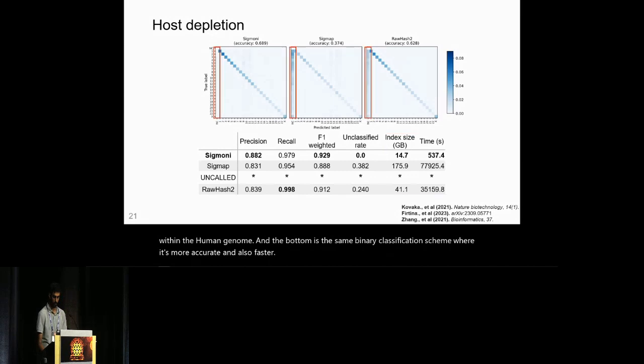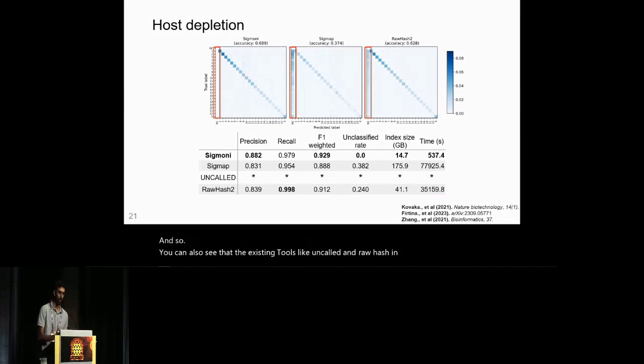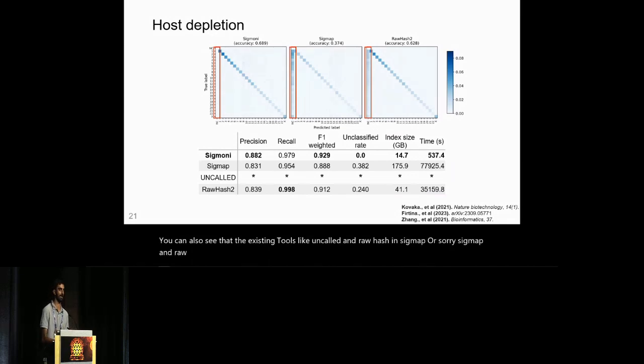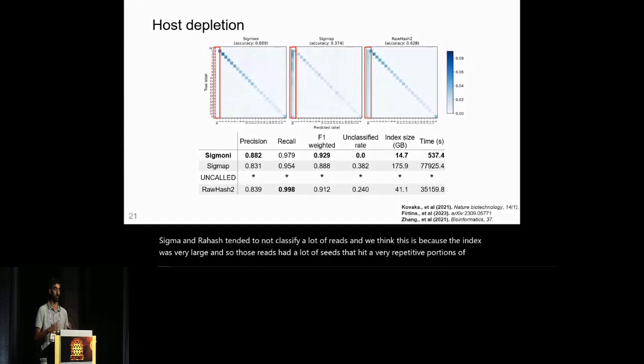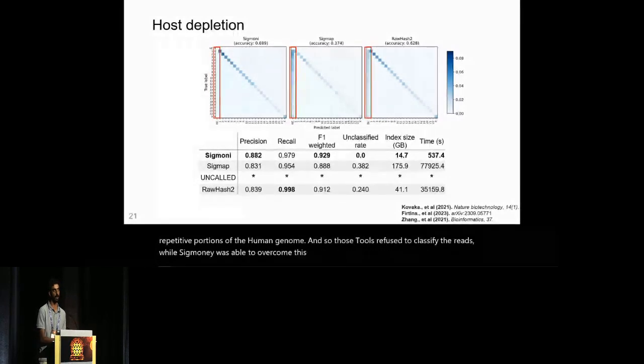You can also see the existing tools like Uncalled, Rawhash and SIGMAP. Uncalled was omitted from this because it couldn't index a human genome, but SIGMAP and Rawhash tended not to classify a lot of reads. We think this is because the index was very large, and so those reads had a lot of seeds that hit very repetitive portions of the human genome, and so those tools refused to classify the reads. Sigmoni was able to overcome this with the smaller index size and the more streamlined classification process, and classify more reads and more accurately.